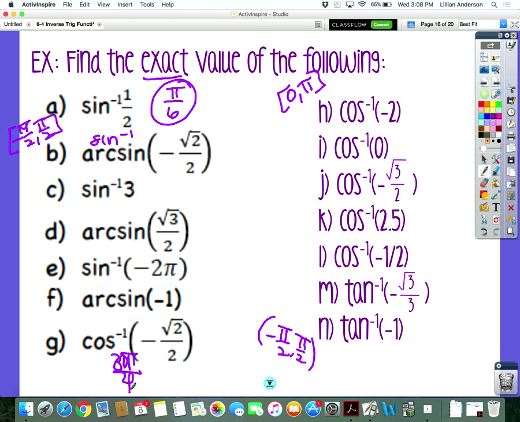Let's do a tangent one. Let's do N. What's the tangent inverse of -1? Where, from negative pi over 2 to pi over 2, is tangent -1? It's negative pi over 4, because you're only bound to this part of your unit circle. Up here is a positive 1, so down here is the one that you need. I want you to do the other ones.